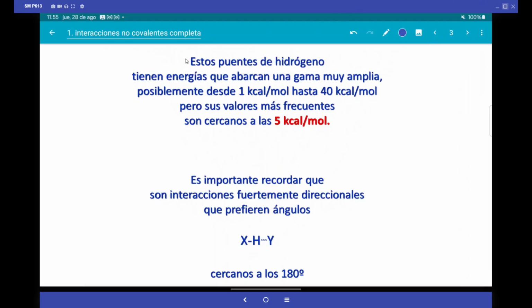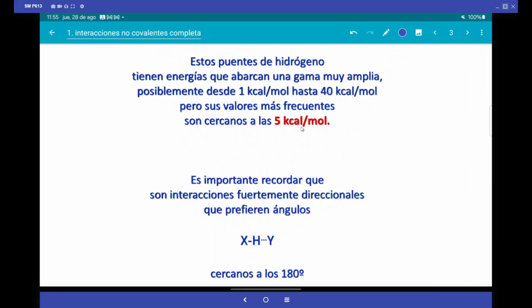Here, these hydrogen bridges have energies that cover a very wide range, possibly from 1 kilocalorie per mole to 40 kilocalories per mole. Until now I had told you that all intermolecular interactions were less than 50, so here we are within a range. Up to 40 it can arrive, but the most frequent values are close to 5 kilocalories per mole.